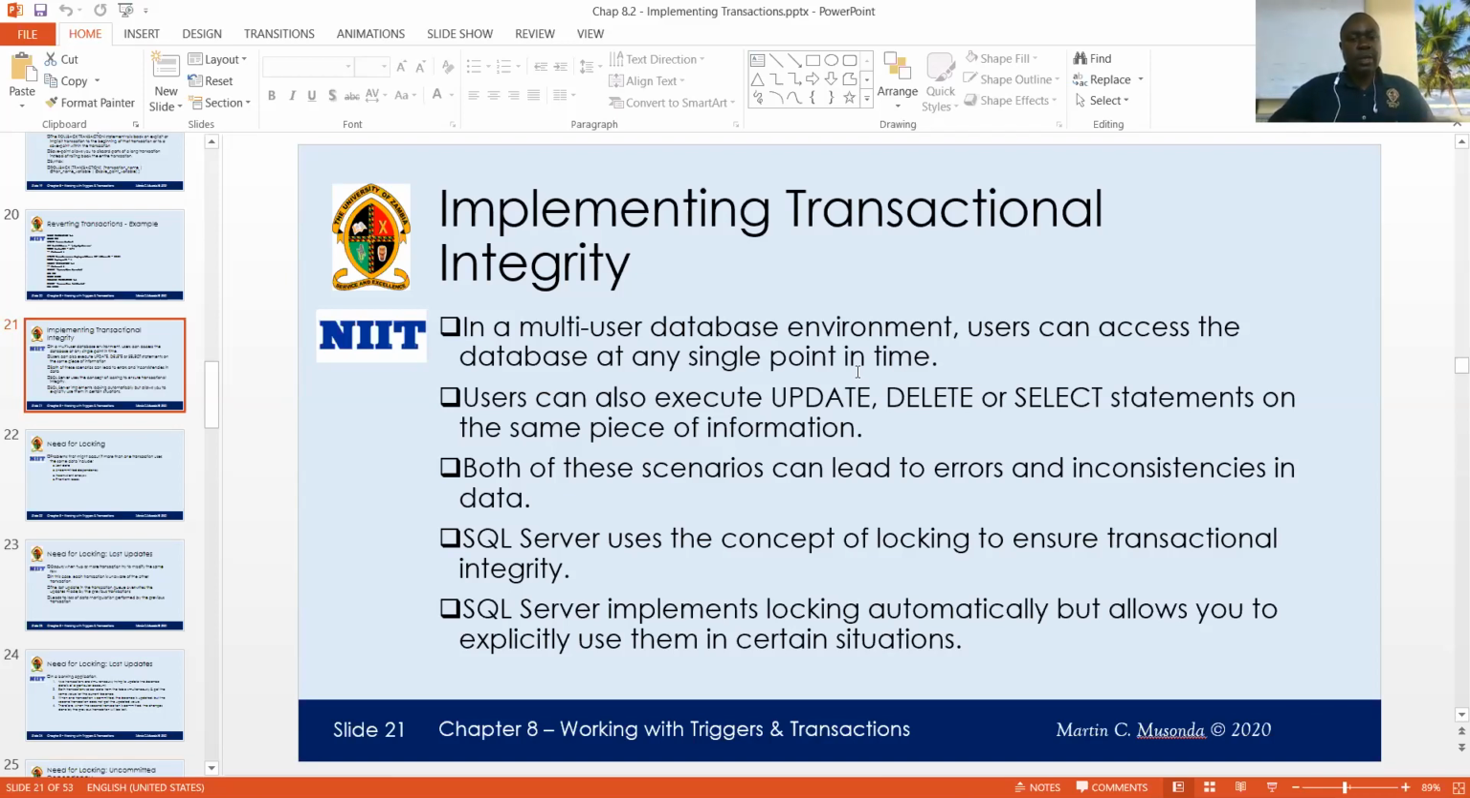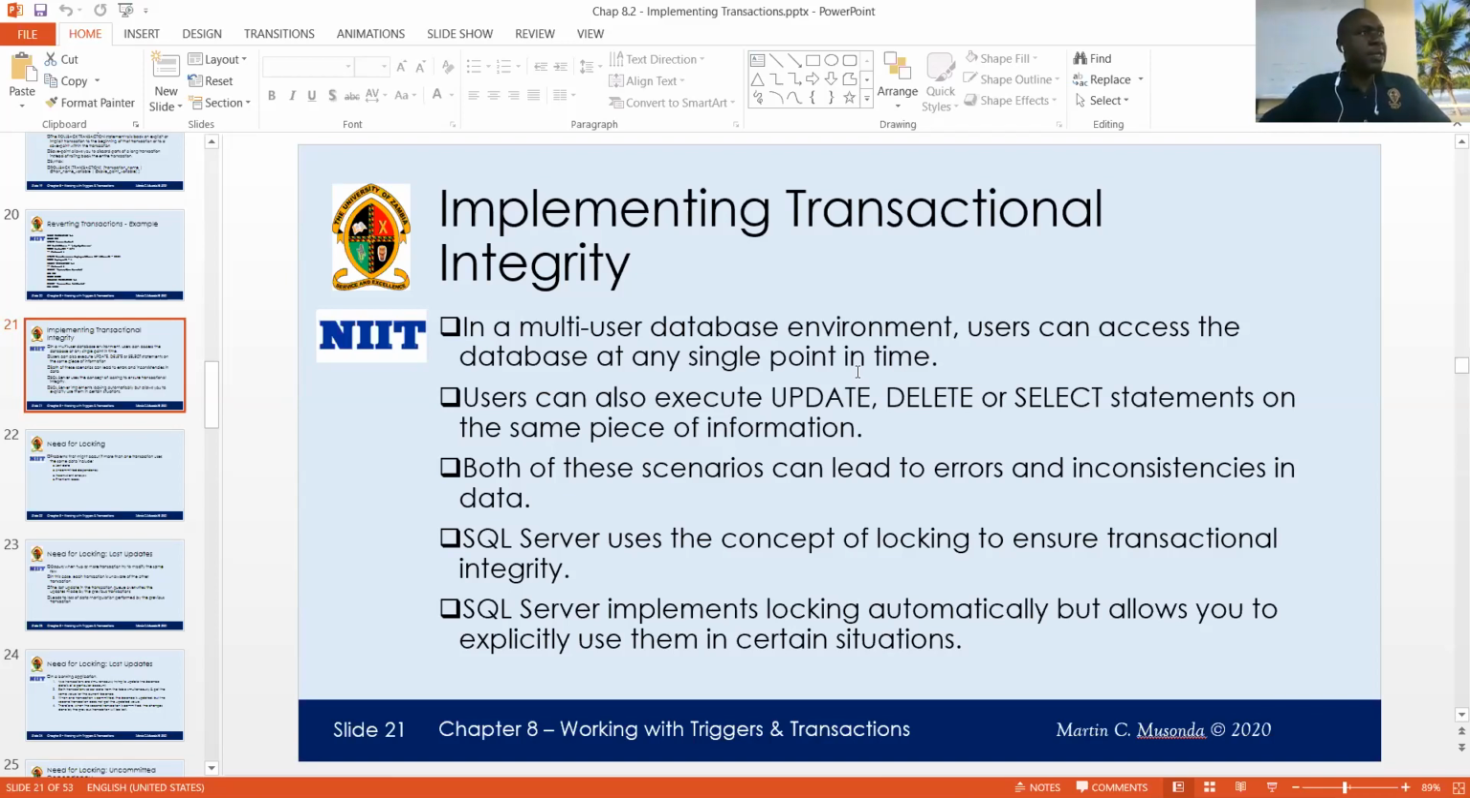Okay. But this is another level. Here we are trying to ensure, especially for cases where you are dealing with multiple tables, that you can update data and ensure that the data maintains its integrity by means of locks. SQL Server implements locking automatically, but allows you to explicitly use them in certain situations.